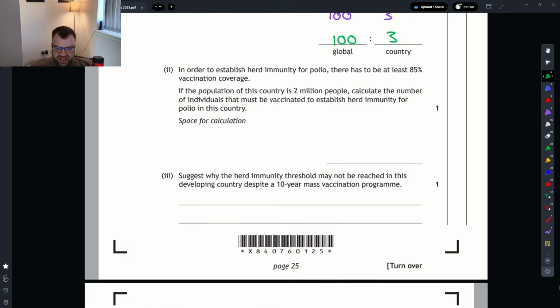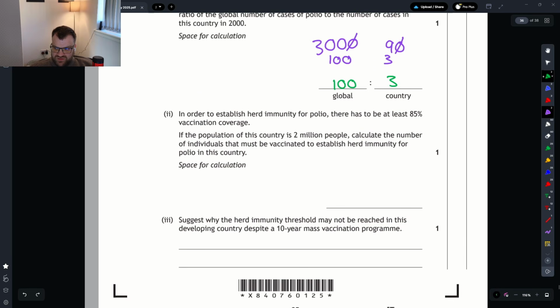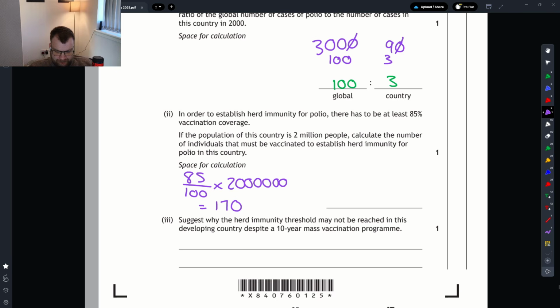Surprise, surprise. 85%. It's 2,000, right? So we need to have at least 85. So we are trying to work out 85% of 2 million. Now, percentage is out of 100, so I find it easiest to just do 85 over 100 and then times 2 million. We need to be careful with our zeros. So when I do that, we get 170 and 3 zeros. So 1.7 million. And that would be that one there.